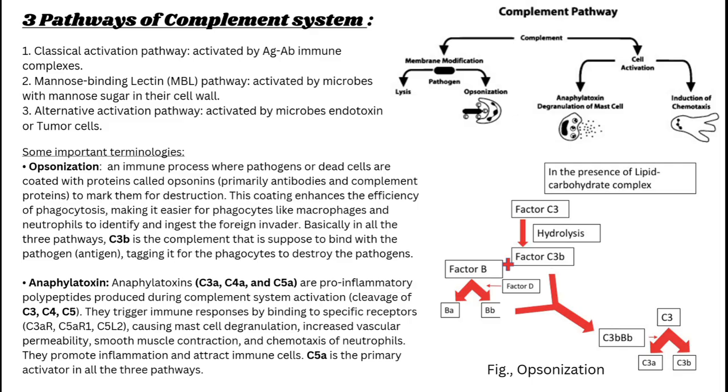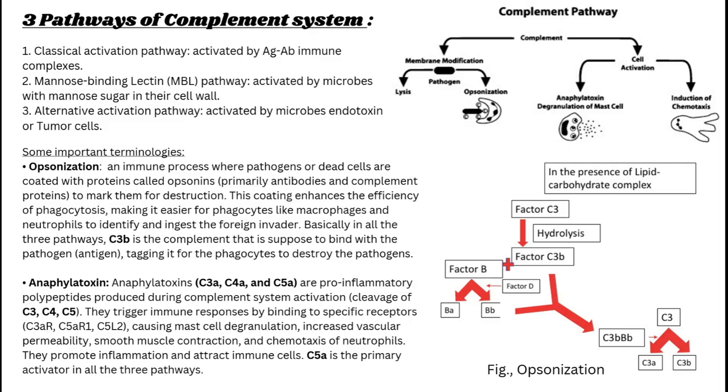So we can say the C3b is the complement that is supposed to bind with the pathogen, taking it for the phagocyte to destroy them. So you can say that the opsonizer is the C3b one. It will be the one that will be doing that.